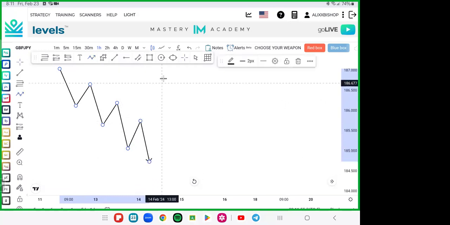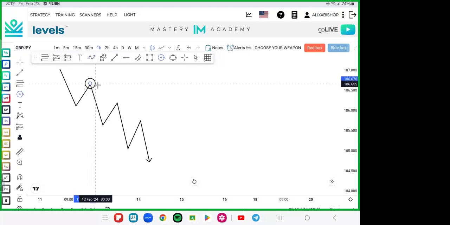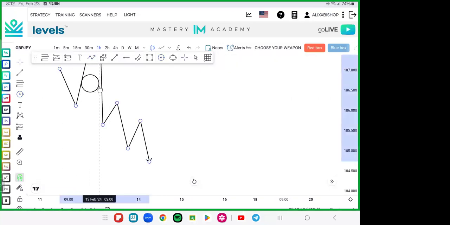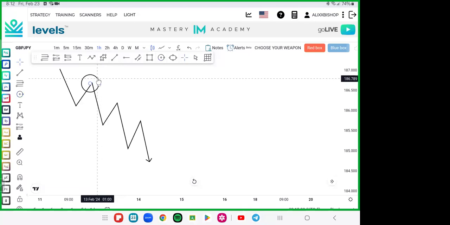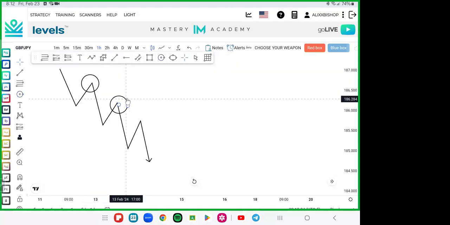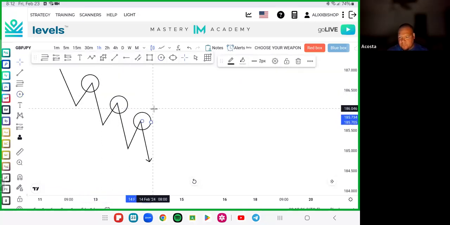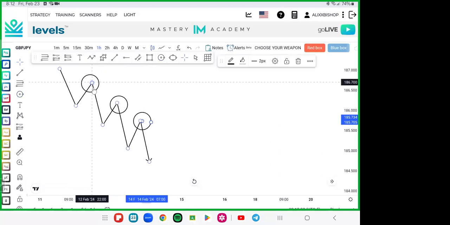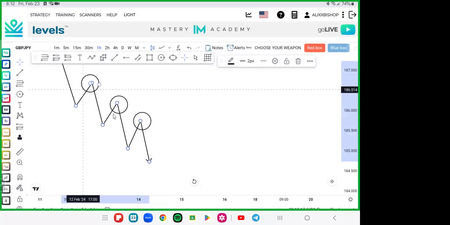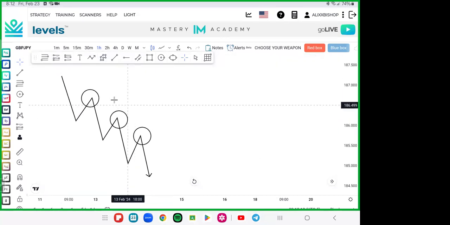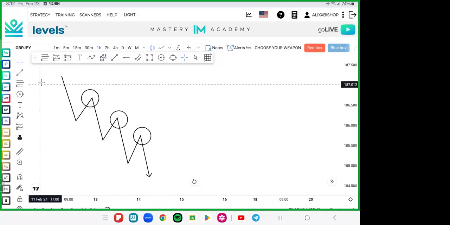But we got to learn how to take advantage of these areas right here, the pullbacks. Does that make sense, guys? We got to learn how to take advantage when market pulls back, because when the market pulls back, that's when the big banks are taking that discount. Just to break it down real quick, let's just say market dropped.